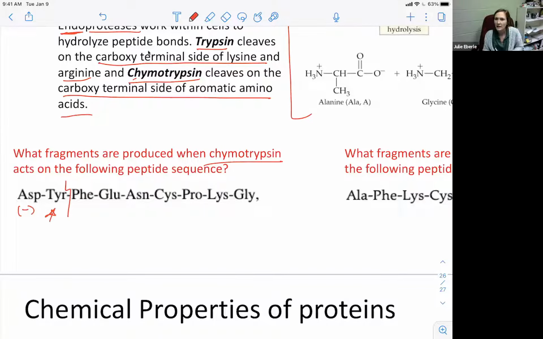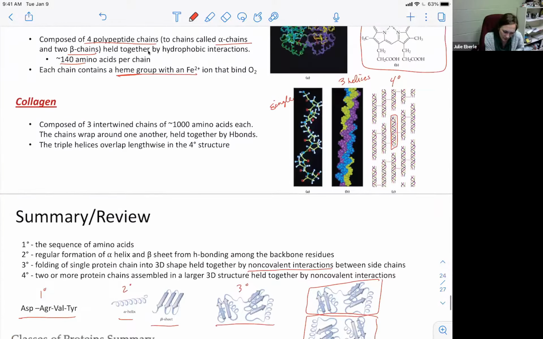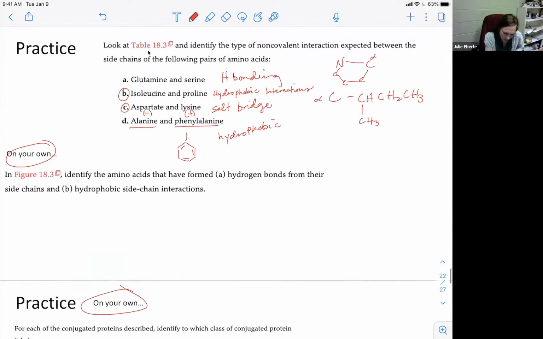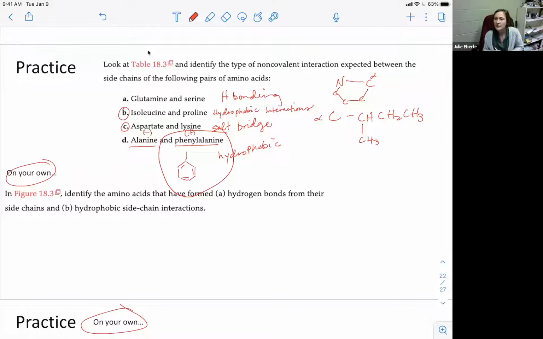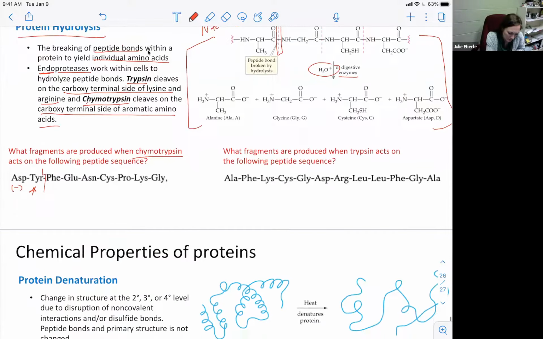What about phenylalanine? PHE is phenylalanine. Phenylalanine is aromatic. We talked about it earlier, right up here. Phenylalanine has this aromatic ring: a CH2 group, then an aromatic ring on the side chain. So that one is aromatic, and guess what? It will clip again right here. Glutamine, asparagine, cysteine, proline, lysine: none of those are aromatic. So these are the only two places chymotrypsin would cleave this sequence.